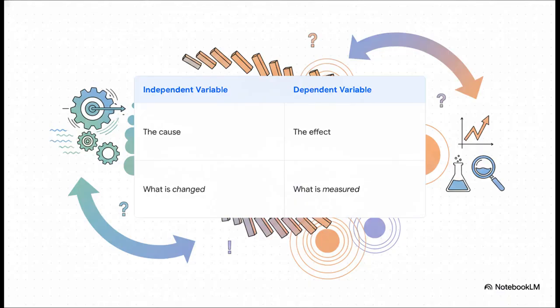So, to really get this, you have to understand the two main characters in the story. The independent variable is the one thing the researcher messes with. That's the potential cause. The dependent variable is what they measure to see if anything changed. That's the potential effect. Just think of it like this: if I do this, the independent variable, does it cause a change in that, the dependent variable?